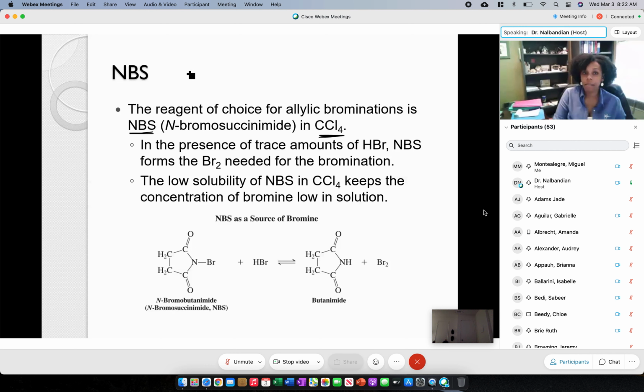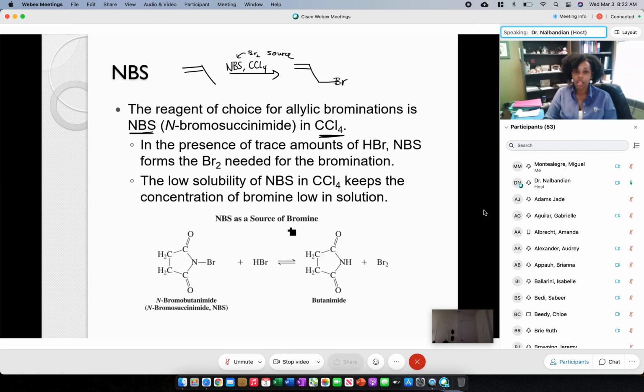So one reaction, the one we were just talking about, we would use NBS with carbon tetrachloride, but that is a source of bromine. And that's going to allow us to put this bromine there on carbon 3. So what happens here is that we have our N-bromosuccinimide, NBS, and that's going to be in the presence of trace amounts of the acid HBr. That's going to form bromine.